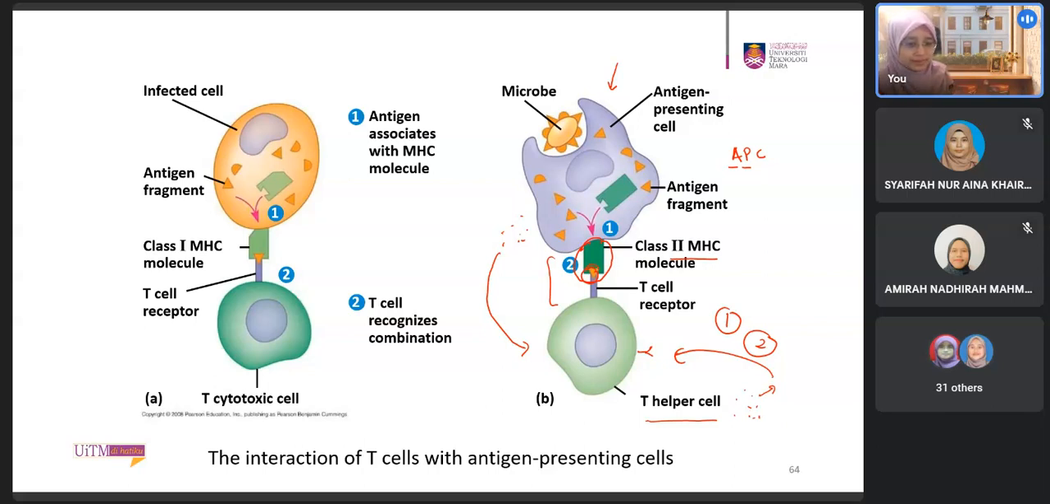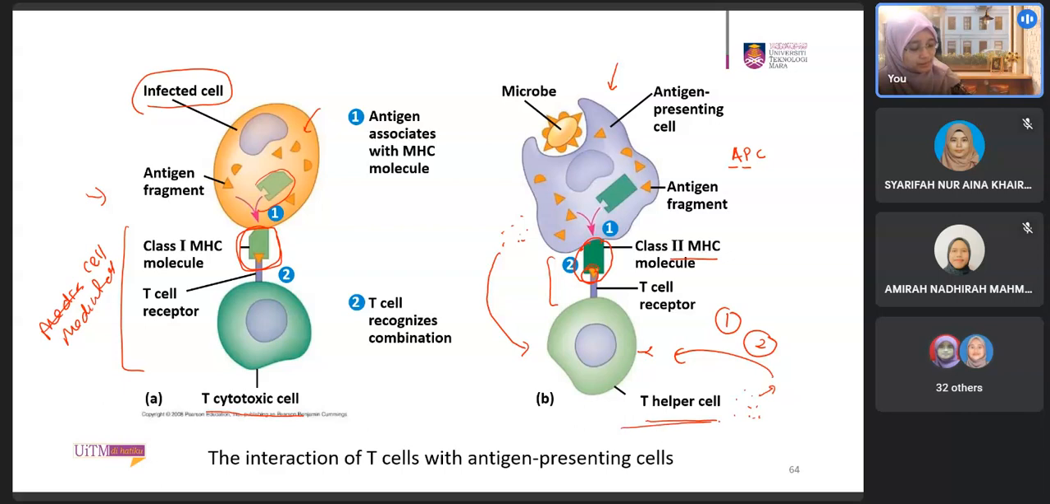So this is one of the interactions, between the APC and the helper T cell. You have another interaction, between the infected body cell or infected host cell. It is infected because the virus or the pathogen is inside the host cell. Inside the host cell, the pathogen will be degraded into antigen fragments. It binds with a class 1 MHC molecule, and then it is presented on the surface of the infected cell. You have the antigen MHC complex presented to the cytotoxic T cell. This interaction between the infected cell and the cytotoxic T cell is the cell-mediated immune response.